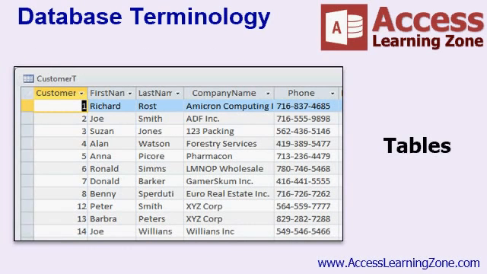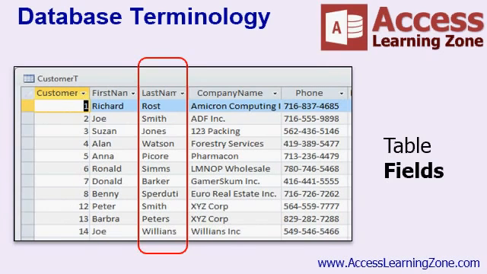All data in your Access database is stored in one or more tables. You can think of a table like a single Microsoft Excel spreadsheet. However, tables give you much more control over the types of data that can be input into them. For example, here you see part of a customer table.